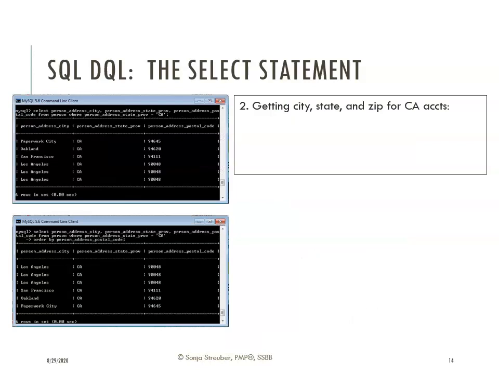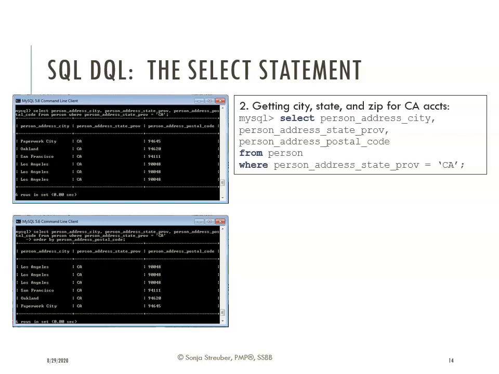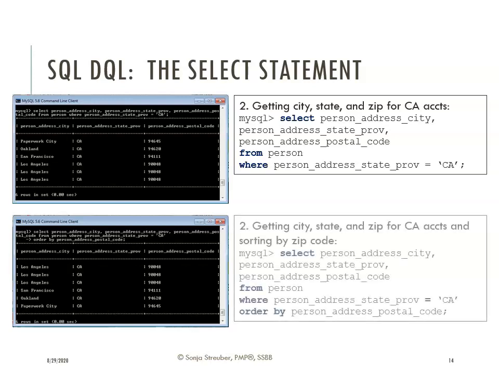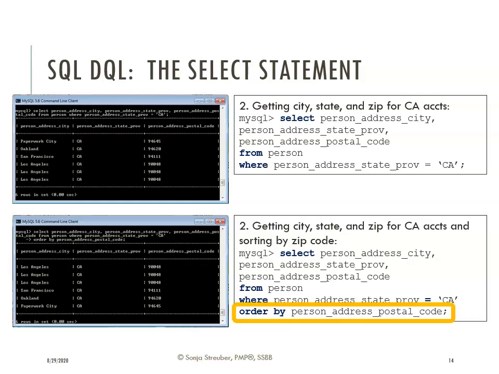Now let's assume that we want to find just the cities and zip codes in California within that group. So we filter by that state. But now all the cities are out of order. What if we wanted to see them in the order of their zip codes? For that purpose, we tack the order by clause on, in which we use order by to sort by the values in the column that we specify. Here, that is person, address, postal code.